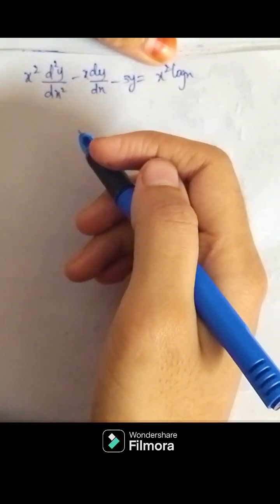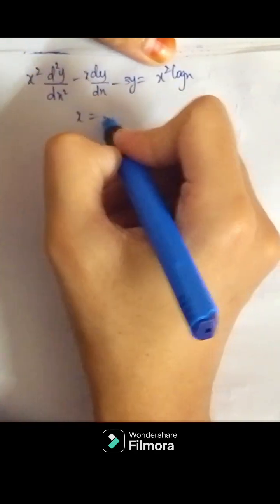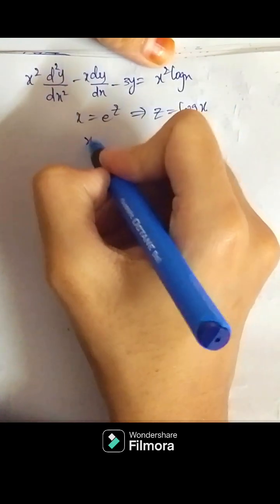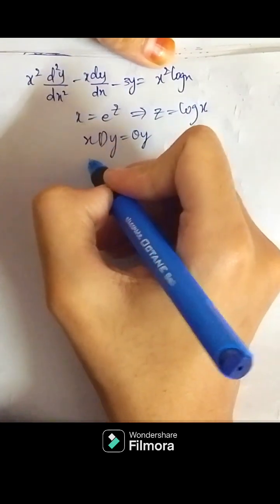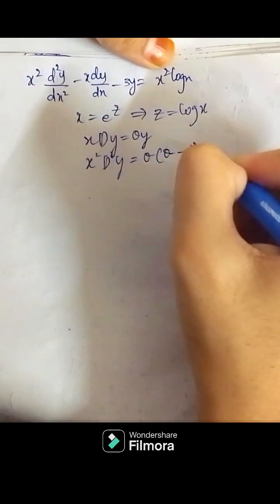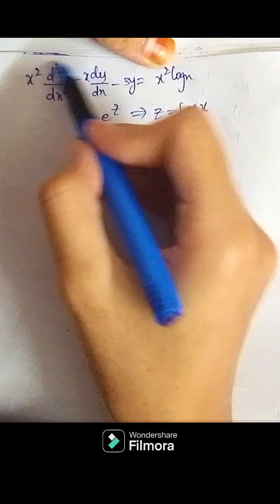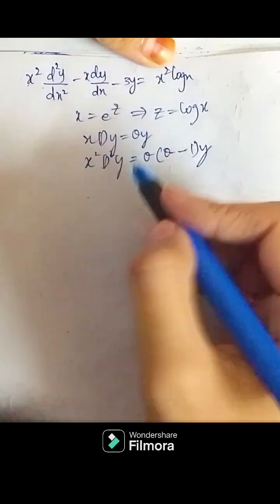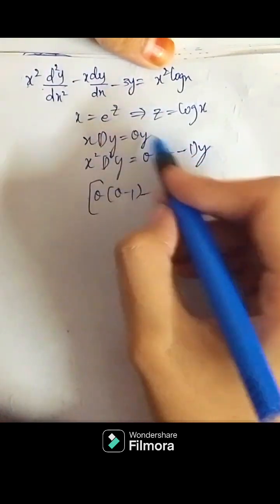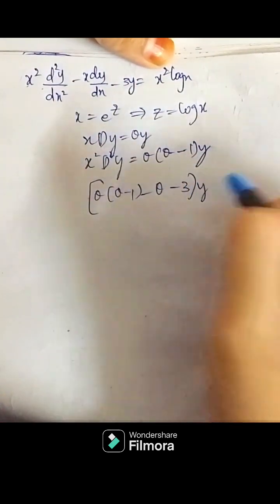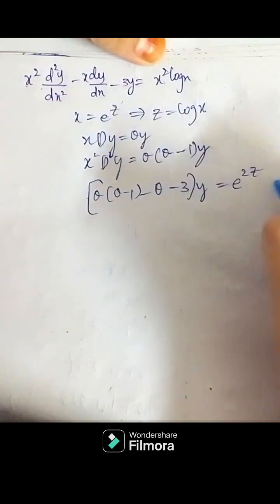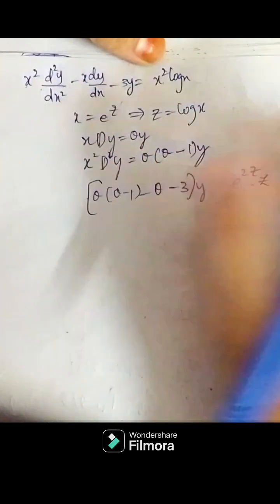Okay, we'll do one more question to get a clear idea. So what should we put? x is equal to e power z. So z will be log x. x dy theta y, x square d square y, theta into theta minus 1 y. Okay, now we'll substitute. So what is this? x square d square y means this. So theta into theta minus 1 minus xd. So it will be theta minus 3, y I took common. x square means e power 2z, log x means z. Okay, this is how we substituted.